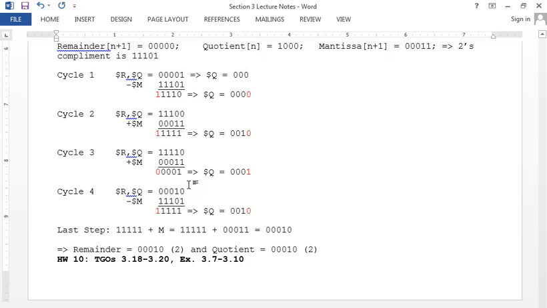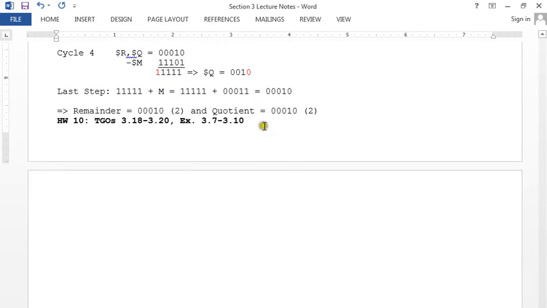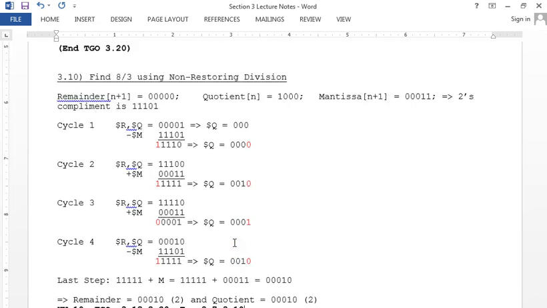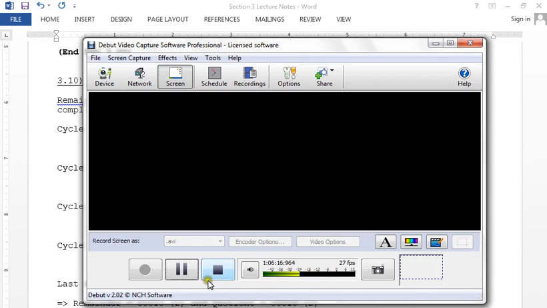Can you repeat the homework one more time? Yes. Listed right here, 3.18 through 3.20. These are the 3 algorithms: sign multiplication, restoring and non-restoring division. And then 3.7 through 3.10 are the 4 example questions that we covered today in class. Does anybody else have any other questions before we dismiss? Okay, that's it. I will see you on Thursday.